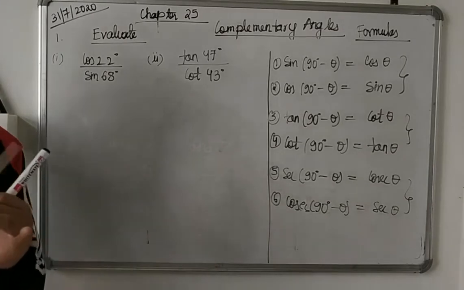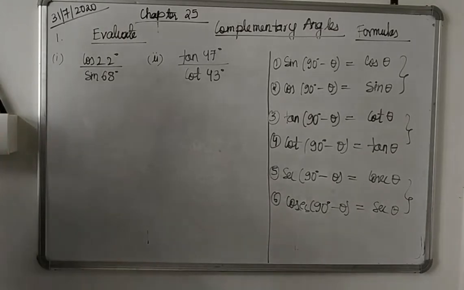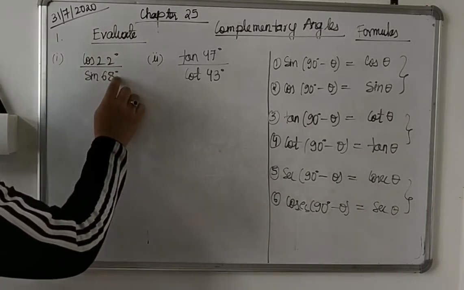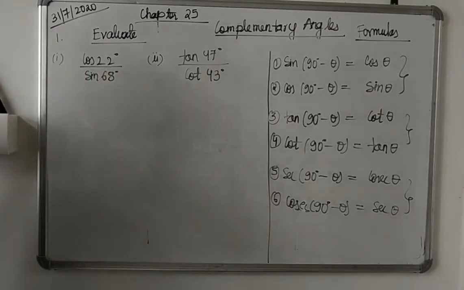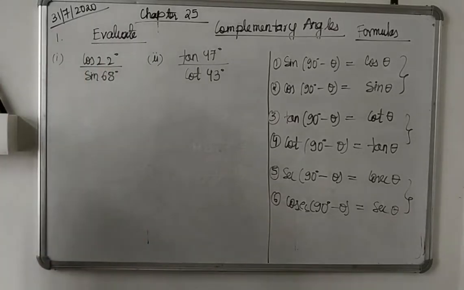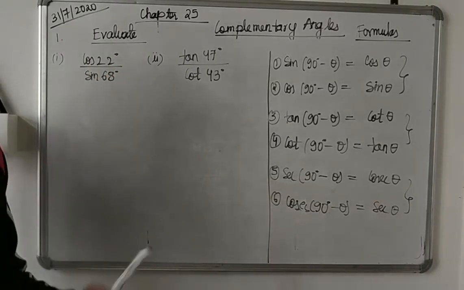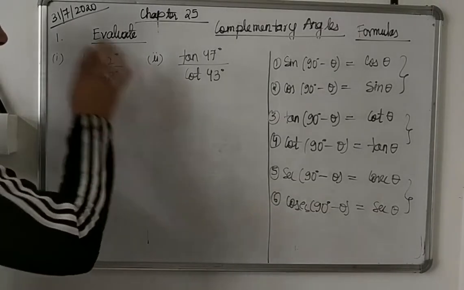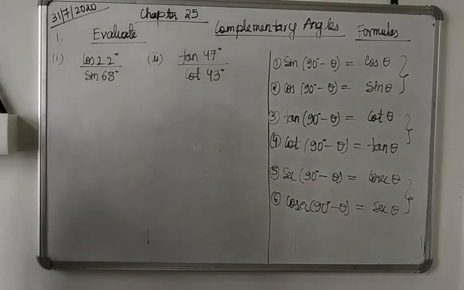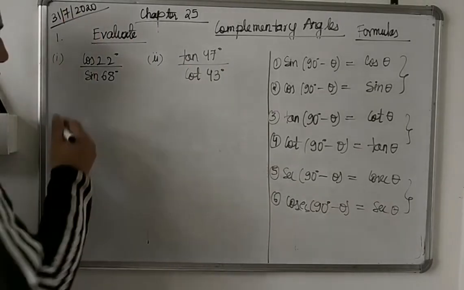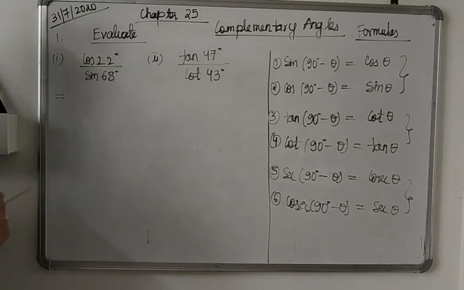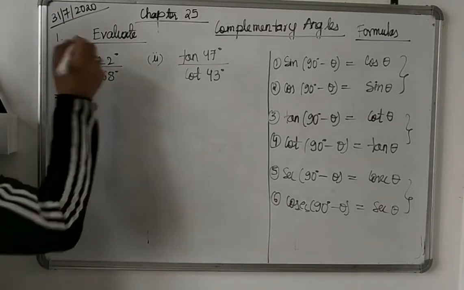You add 22 and 68. Are you getting 90 degree? 22 plus 68, is it 90? Yes, it is 90. Which means that 22 and 68 are complementary to each other. So hence, you don't have to change both of these. Just change one of them, either the numerator or the denominator.